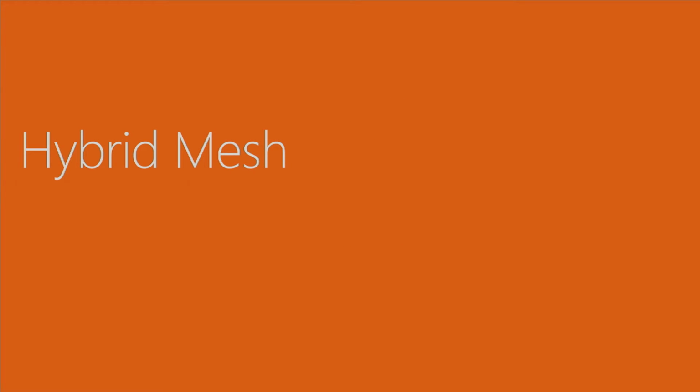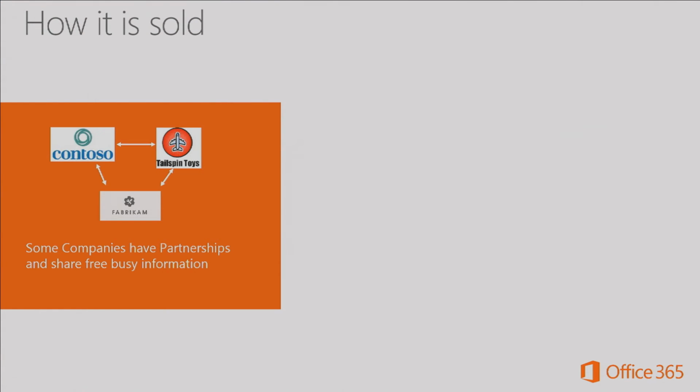Now, this is something that came up yesterday. How many people have heard of the hybrid mesh? I've sent it in a few emails to people before. So the hybrid mesh is when, I'll show you like this, let's say you have three organizations: Contoso, Tailspin, and Fabrikam. And they're all on-premises. They're probably the last three on-premises customers, right? Isn't that what we saw yesterday? Anyway, they share FreeBusy information between each other.